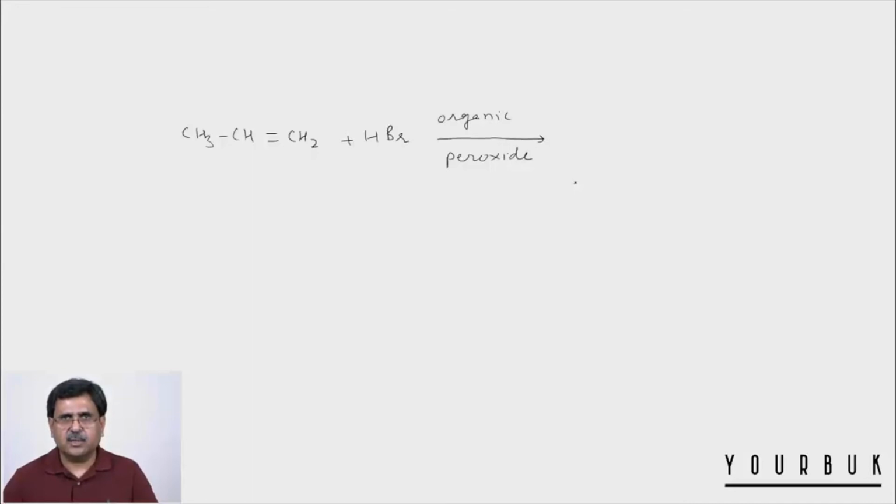Now suppose we are adding hydrogen bromide across the double bond of propene in the presence of organic peroxide. Now any organic peroxide can be used. Now in the presence of organic peroxide, addition of HBr takes place according to anti-Markovnikov rule. Now according to anti-Markovnikov rule, H adds to this carbon and bromine adds to this carbon. So the major product of this reaction is 1-bromopropane.